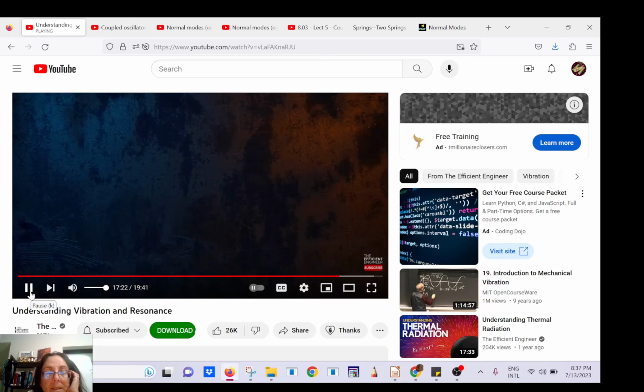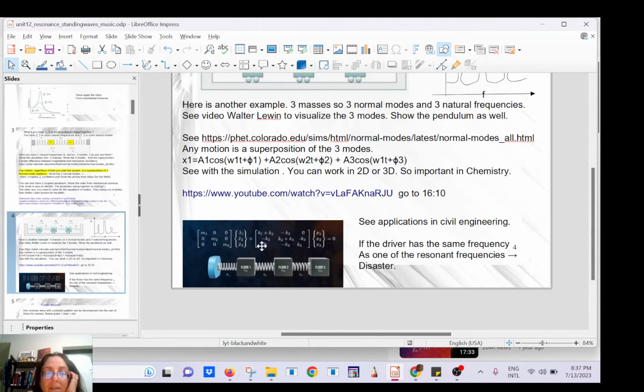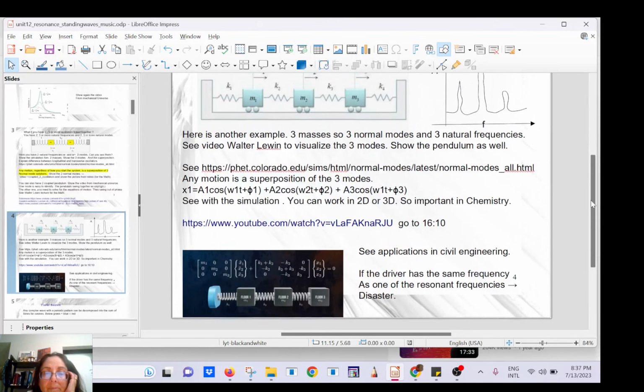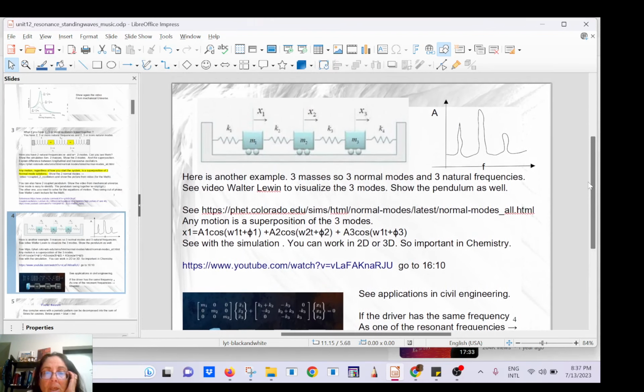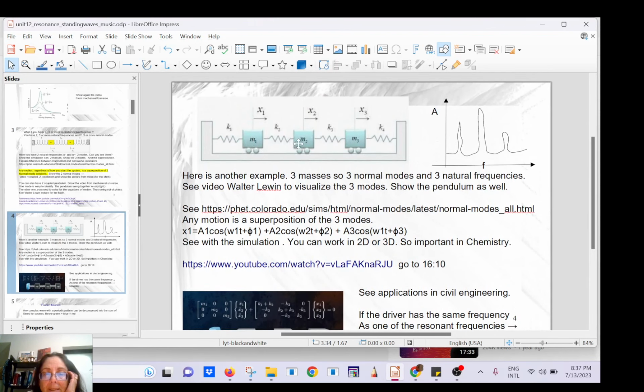So that's it. We've only covered mass spring models. Okay, so I do recommend this video here. You have the link in my slides. What else do I want to show you? So here, 3 masses again. So you're going to have 3 resonance frequencies, right? So if something shakes those systems at this frequency or that frequency and that frequency, then you can have resonance, right? It can be very destructive.